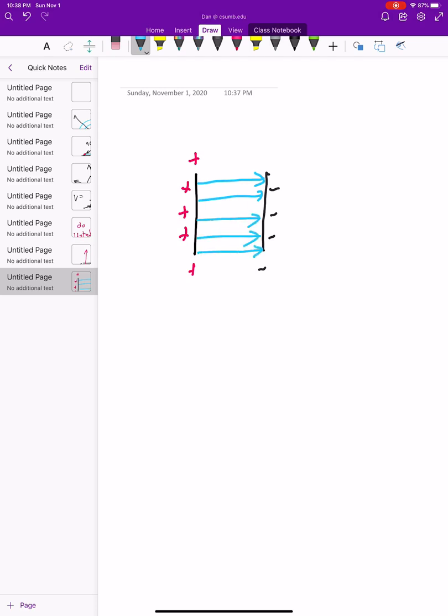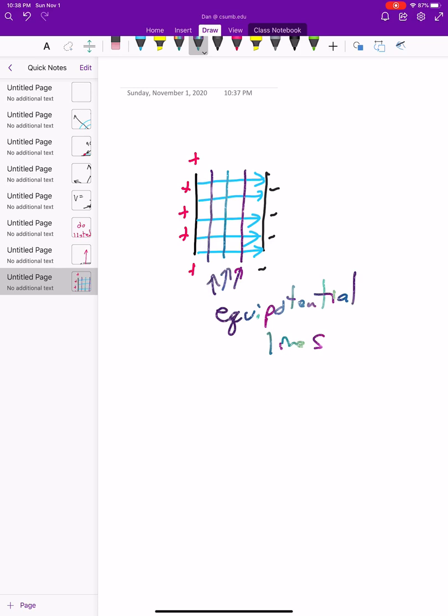Like that. And the lines of equipotential, I'll draw those as well, are going to be perpendicular to the lines of the electric field, and they're going to look like this. So these are the equipotential lines. Okay, and then the blue ones are the electric field lines.